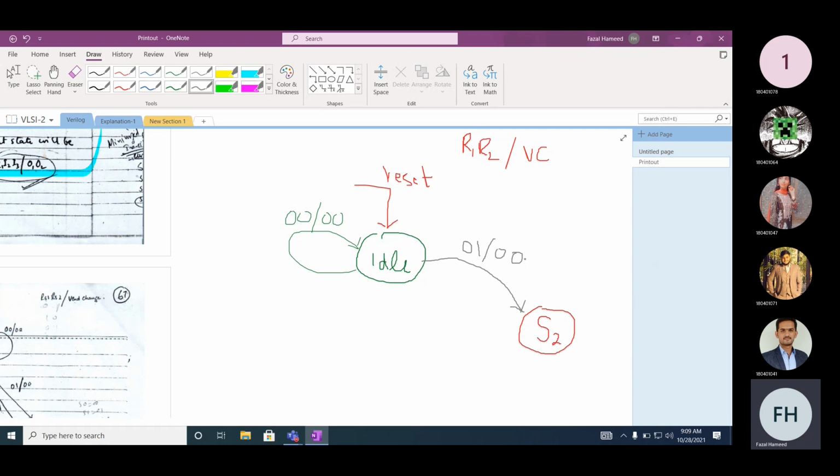Now another combination. 0 0 has been done. Now 1 0. What does it imply? So we can define another state. What should be the name of that state? S1. S1 is the state where the system has an accumulated sum of 1. So if this is 1 0, what should now be the output? 0 0. Now the other combination.